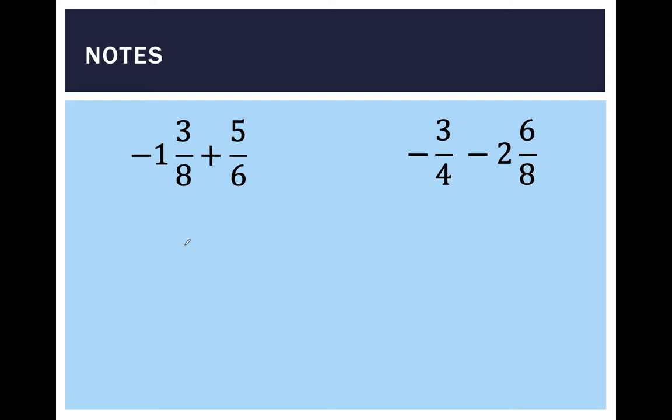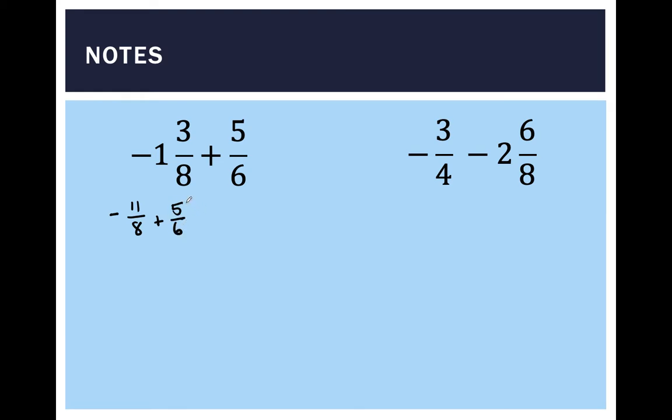So let's get started. The first example, this is on your notes. We have -1 3/8 plus 5/6. So just before we even start, we have a negative and a positive. These are different signs, so we're going to actually be subtracting once we are all ready and have common denominators. But first thing we need to do is convert this mixed number. So -1 3/8 is -11/8 plus 5/6.